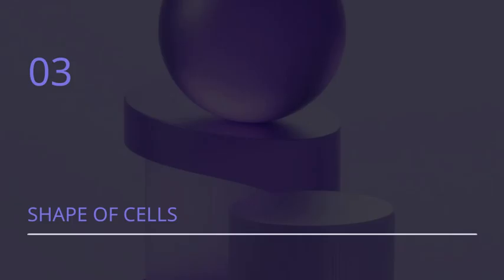Today, I want to talk about the shape of cells, which is a fundamental aspect of their structure and function. Cells come in a variety of shapes, and these shapes are not random. They are closely related to what the cell does. For example, some cells are elongated, like nerve cells, which helps them transmit signals efficiently. Others are more spherical, like blood cells, which allows them to move easily through blood vessels.